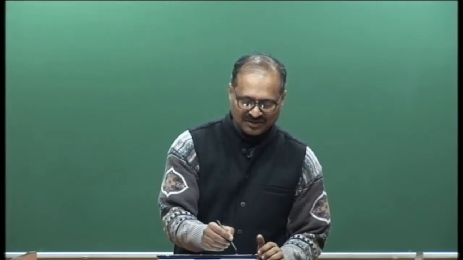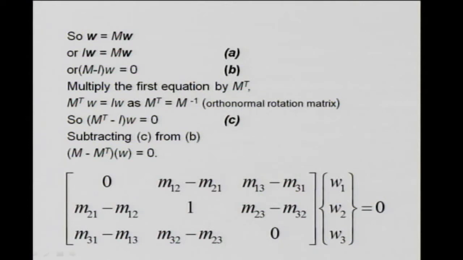So we multiply this by the identity matrix, which doesn't change anything. Only thing is that it allows me to write it in this form: the matrix M minus the 3 by 3 identity matrix times W is equal to 0. We take this equation and multiply it by M transpose. So M transpose W is equal to M transpose times M, which is the identity matrix, because that 3 by 3 matrix is orthonormal, so this is a known phenomenon. So then you get M transpose minus identity matrix times W is equal to 0.